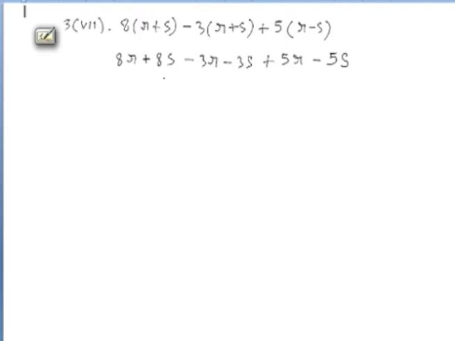Okay, so in this equation we have to find like terms. Like r, r, and these are like terms, meaning 8r, minus 3r and 5r are like terms, and 8s, minus 3s and minus 5s are like terms. Okay, in this way we have to solve this question.